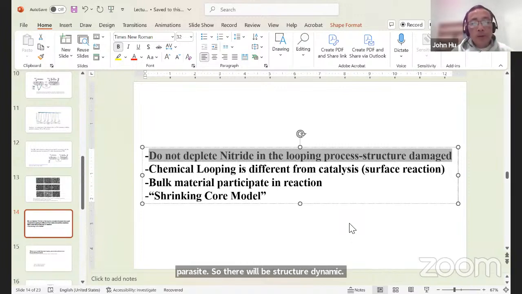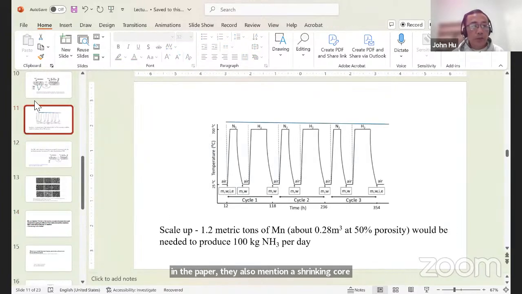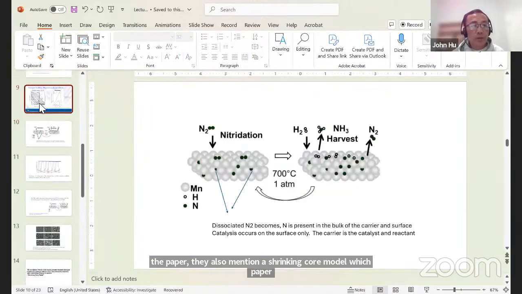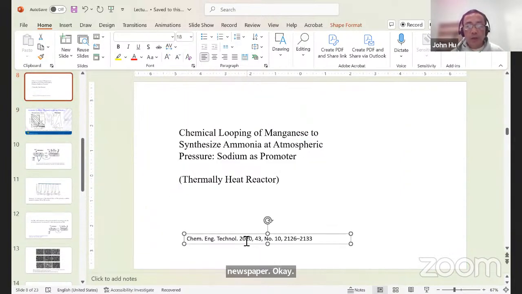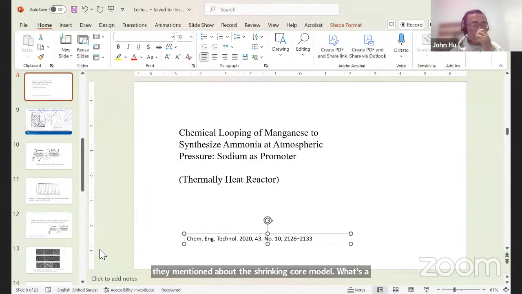And then we talked about how chemical looping is different from traditional catalysis. Traditional catalysis is a surface reaction, but in chemical looping the bulk material participates in the reaction. So there's a shrinking core model, which I'm going to talk about today. What is a shrinking core model? In the paper, they also mention the shrinking core model. Which paper? The paper I sent to you yesterday, this paper. Okay, in Chemical Engineering Technology, they mention the shrinking core model. What's a shrinking core model? That's what we need to talk about today.